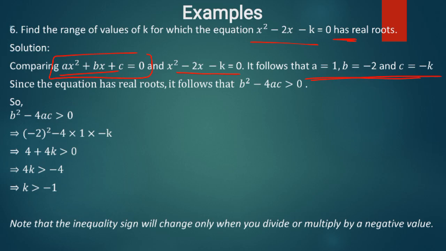Now we're told that they have real roots. That's why the discriminant we're using is b raised to power 2 minus 4ac greater than 0. So you plug in the values of a, b, and c, and you have this. Okay. Now, if you simplify, you arrive at what we have here. Dividing through by 4, you get k is greater than 0. Note, the inequality sign did not change because it is only when you divide or multiply by a negative number that the inequality sign changes. So it didn't change, okay? So we found the range of the value for k, as you can see it here, okay?